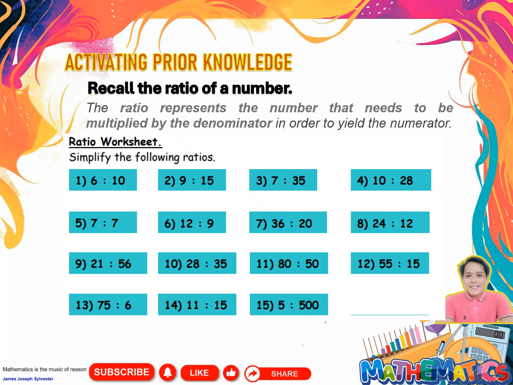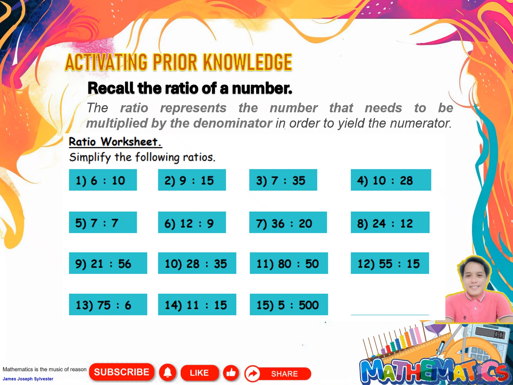We have the following ratio worksheet. Simplify the following ratios. Number 1, 6 is to 10. 2, 9 is to 15. 3, 7 is to 35. 4, 10 is to 28. 5, 7 is to 7. 6, 12 is to 9.